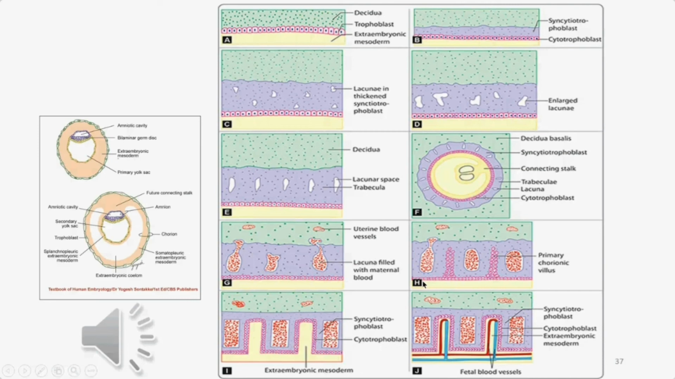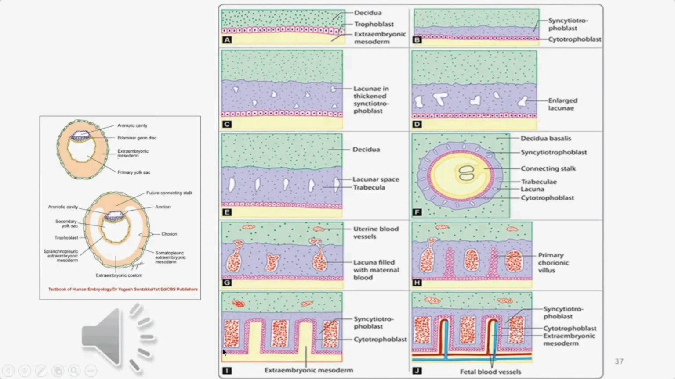In figure H, you can see there is a layer of the cytotrophoblast. Some cells of the cytotrophoblast enter into the center of the trabecula. So here there are lacunae filled with the maternal blood, then trabecula, and then cytotrophoblast. These three structures form the primary villi.